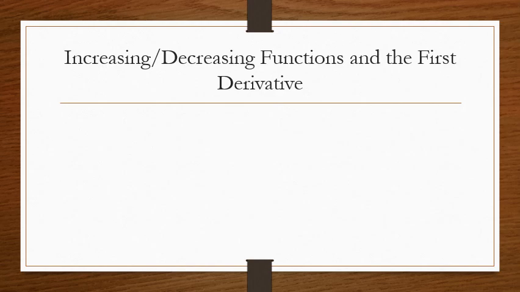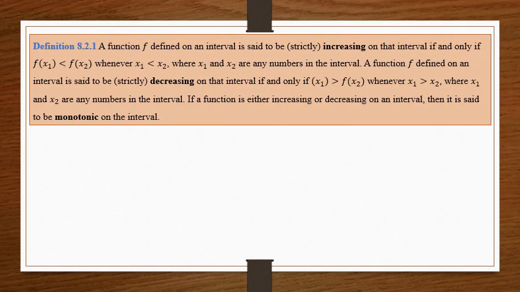The next topic in the applications of derivatives is the increasing or decreasing functions and the first derivative. Kanina kasi is yung maximum and minimum values of a function. The first definition here, class, is a function f defined on an interval is said to be strictly increasing on that interval if and only if f of x sub 1 is less than, okay, take note of the function, f of x sub 2 whenever x sub 1 is less than x sub 2, where x sub 1 and x sub 2 are any numbers in the interval.